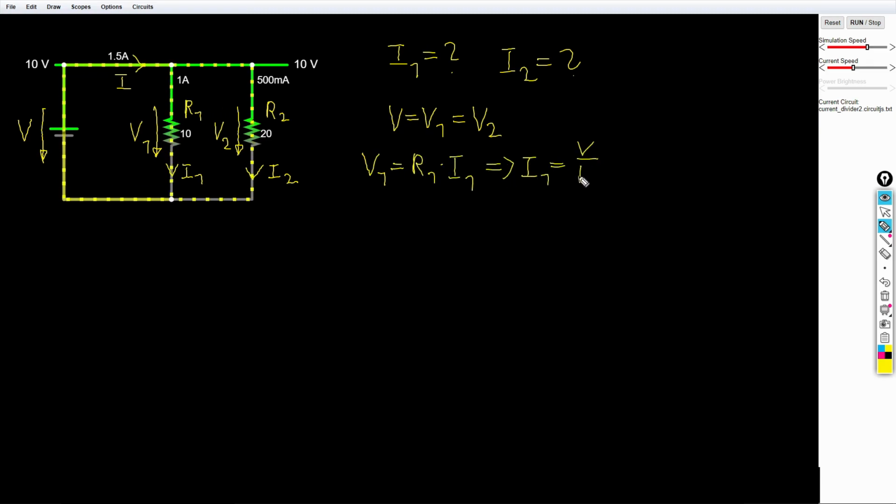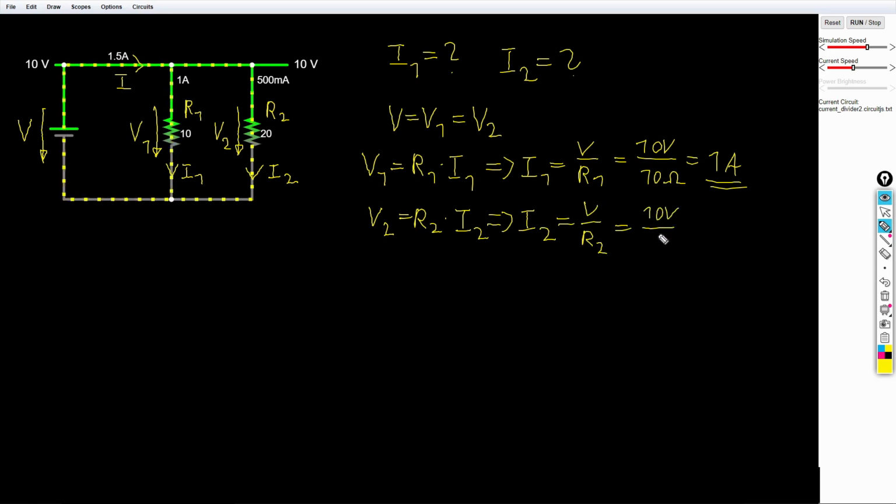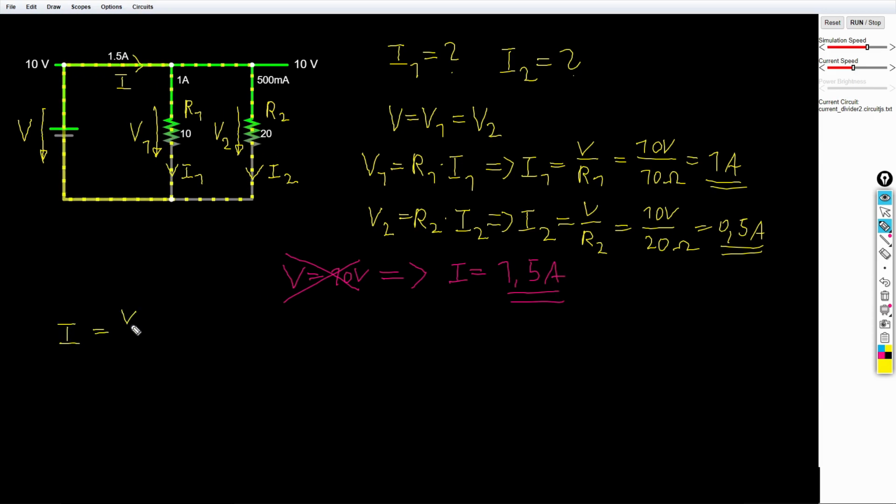From here on we can apply Ohm's law for V1 and also for V2 and get 1 amp or 0.5 amp respectively. But what if we would not know that the input voltage V equals 10 volt? Instead we would know that the input current I is equal to 1.5 amp. Just to be clear, we could calculate the input current by applying Ohm's law to the input voltage and the total equivalent resistance. The total resistance in our case is R1 parallel to R2.